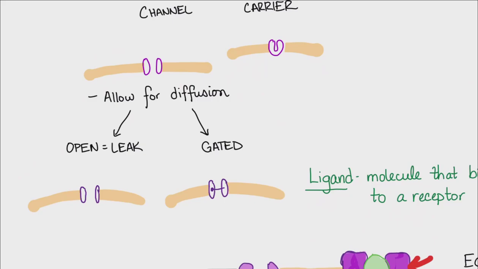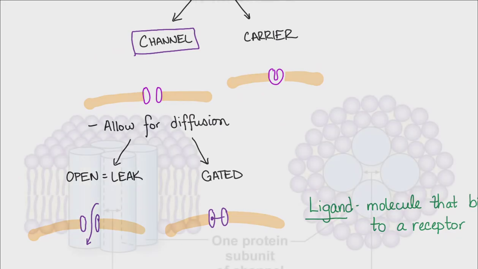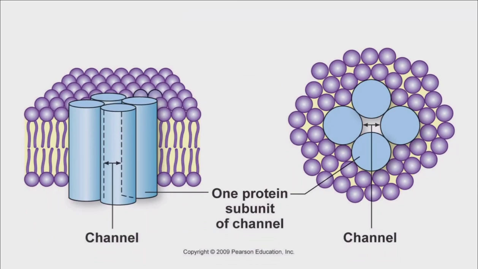Okay, something else about channel proteins that's really important to note. The hole that channel proteins have is actually much smaller than what this looks like. Here's a more accurate picture of a channel protein, and you can see it is built of multiple cylindrical proteins. So here's a protein, here's a protein, here's a protein, and then the hole is actually quite small. So channel proteins have pores that are very small, and there's a reason for that.